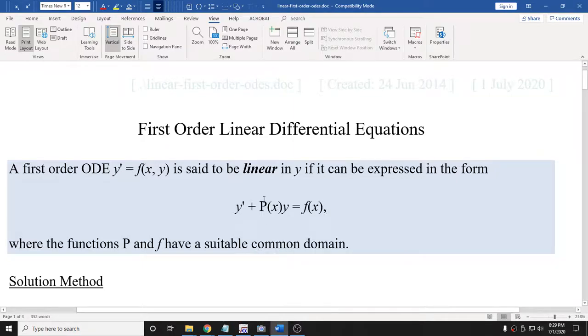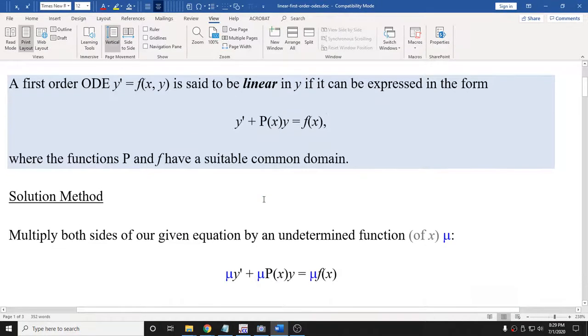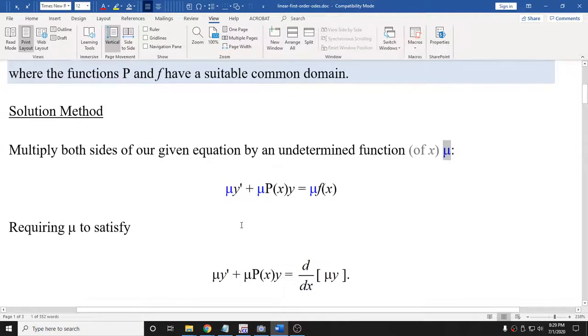Okay, so let's take a look at how to begin. First, we begin with our equation y' + p(x)y = f(x), and we multiply both sides by some undetermined function of x. We're going to call that function mu. So multiply the left-hand side and right-hand side by mu. We get mu y' + mu p(x) y = mu f(x).